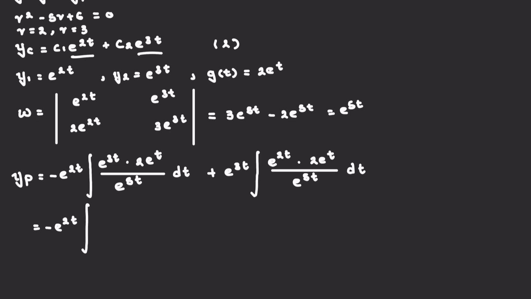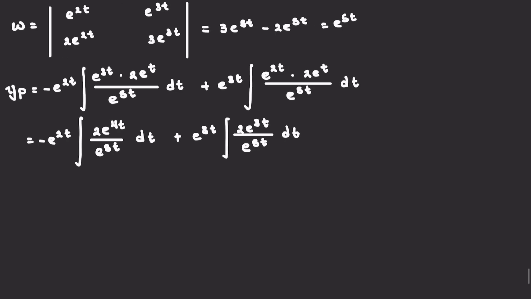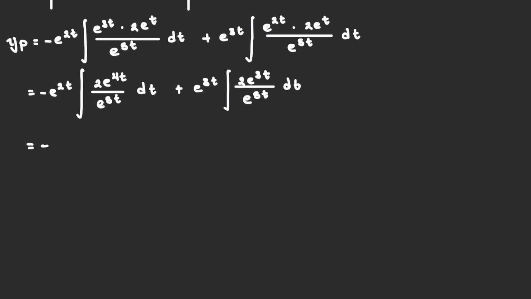So e to the 3t times 2e to the t is just 2e to the 4t divided by e to the 5t, multiplied by dt, plus e to the 3t multiplied by the integral of 2e to the 2t over e to the 5t dt. We can simplify this further, and what we get inside the integral is 2e to the negative t dt, plus e to the 3t times the integral.